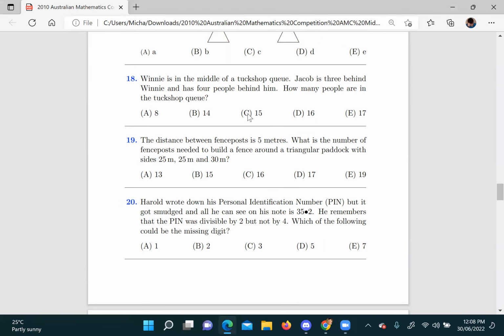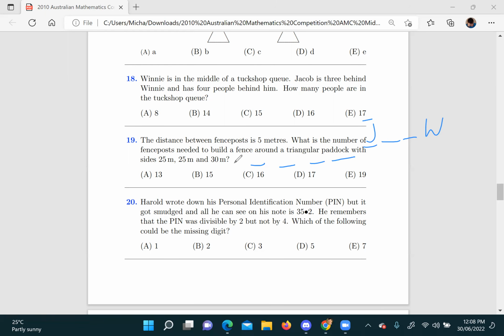So Winnie is in the queue, right? Jacob is 3 behind Winnie. So what does 3 behind Winnie mean? 1, 2, 3. That's Jacob. Is that what 3 behind means? No. After the third person, and then there's 4 people behind him. What? I thought it was Jacob behind 3 people. How many people are in the tuck shop queue? So yeah, but wait.